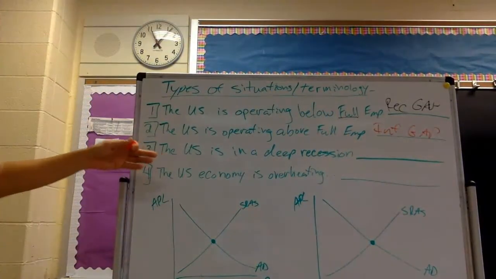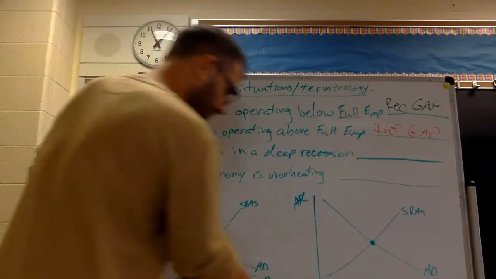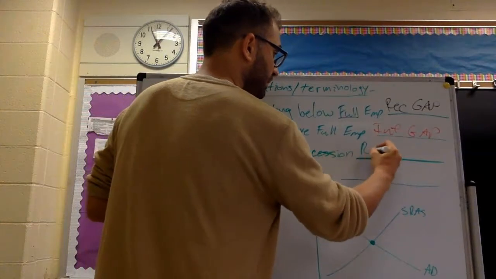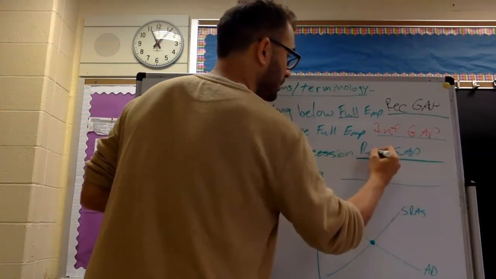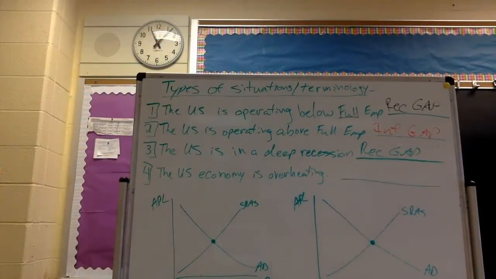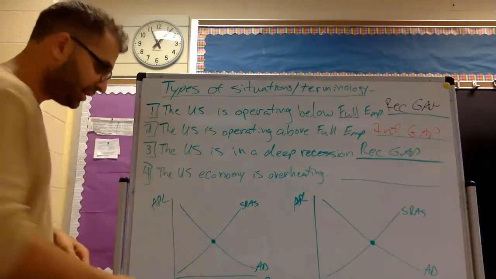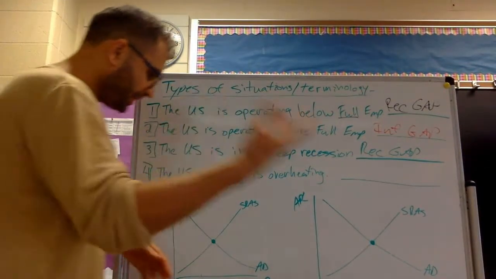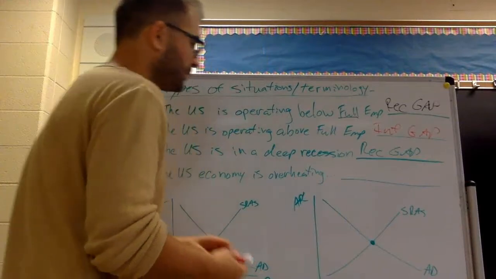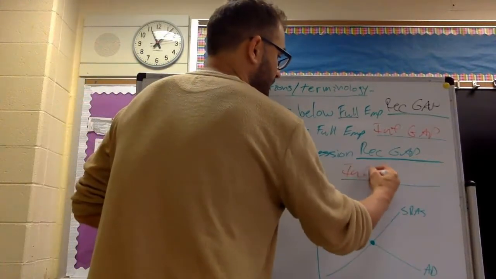And the third one, the U.S. is in a deep recession. Well, that's pretty simple. It means we're in a recessionary gap. And for the last one, the U.S. economy is overheating. They might not use the word overheating, but they're overproducing, overheating. We're somewhere beyond where we should be. Then we, of course, have an inflationary gap.